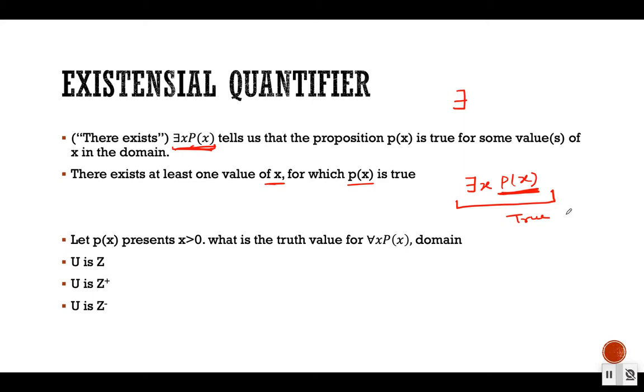So let's see the same example. Let's use the same example with the same predicate, and let's find out the truth value of this statement using the existential quantifier. So now this is our statement. We have the predicate p of x such that x greater than 0. And these are the domains, and we are going to find out in each of these specific domains whether this statement is true or false.